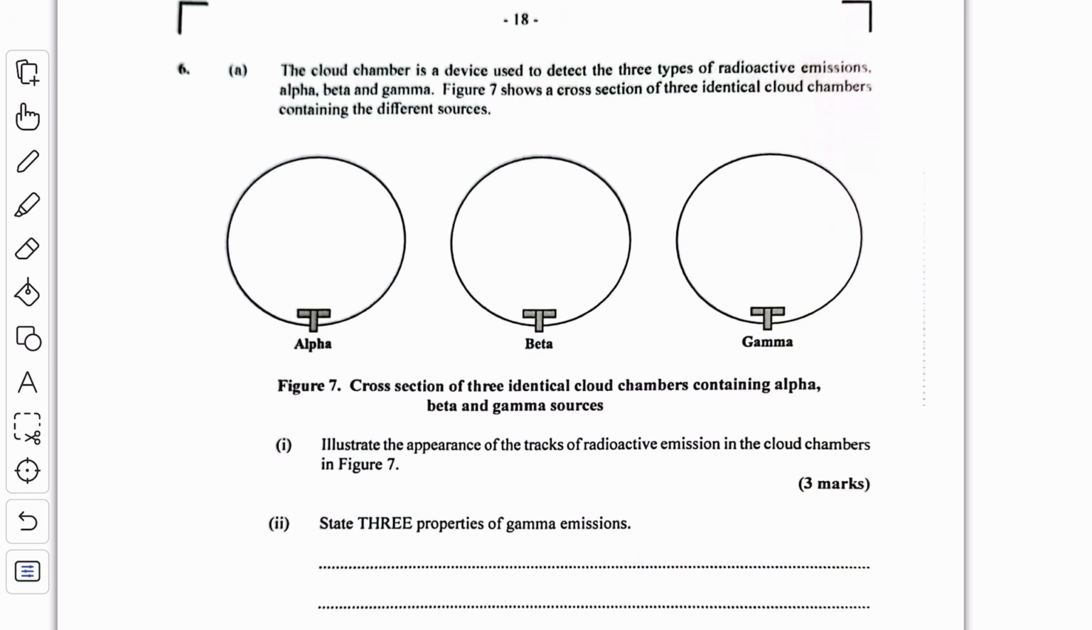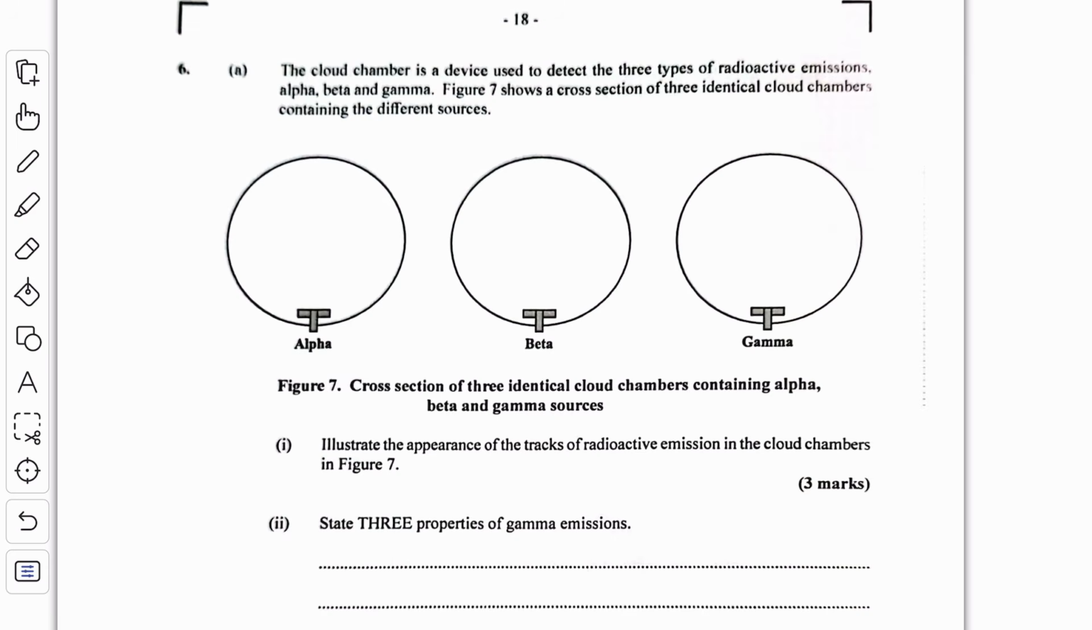Okay guys, so I didn't realize that my mic died, so I'm going to do a voiceover for the last part, question 6. We have the cloud chamber is a device used to detect the 3 types of radioactive emissions, alpha, beta, and gamma. Figure 7 shows a cross-section of 3 identical cloud chambers containing the different sources.